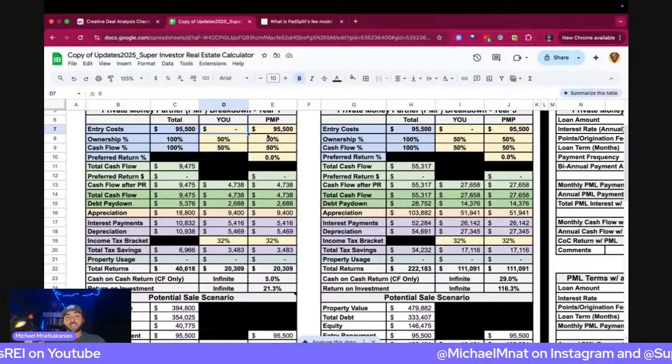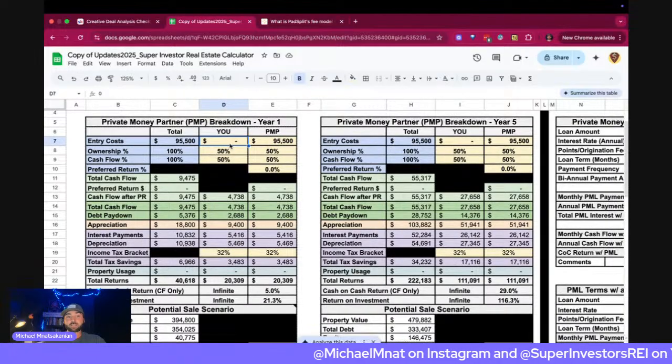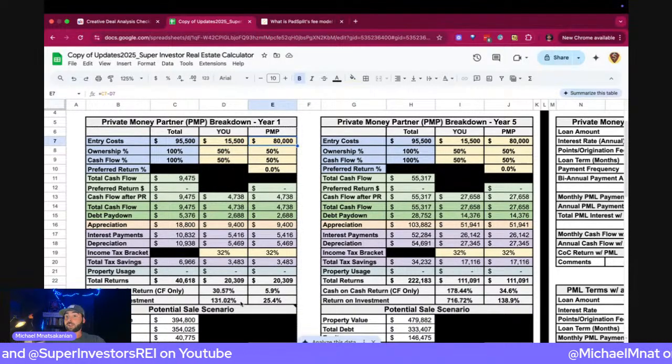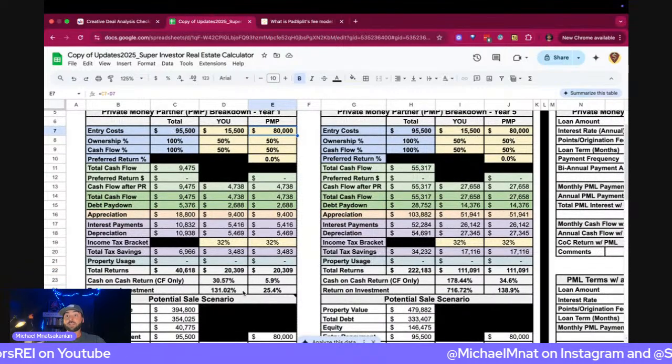You can also say, hey, let's say you bring in $15,500. Then they would bring in $80,000. You bring in this much, they bring in that much. What do the returns look like now for each partner, right? This is when I tell people, you know, I literally help people, my super investors, right?